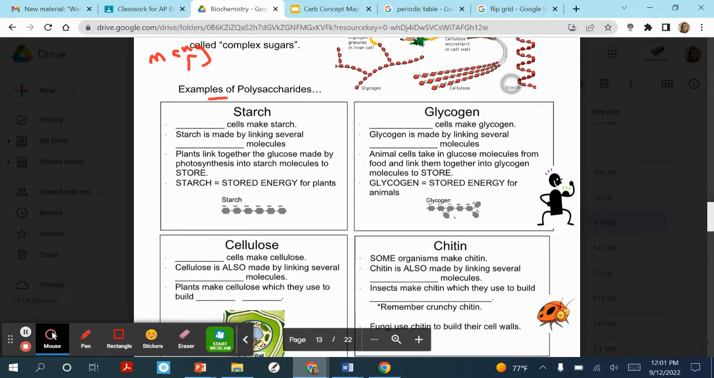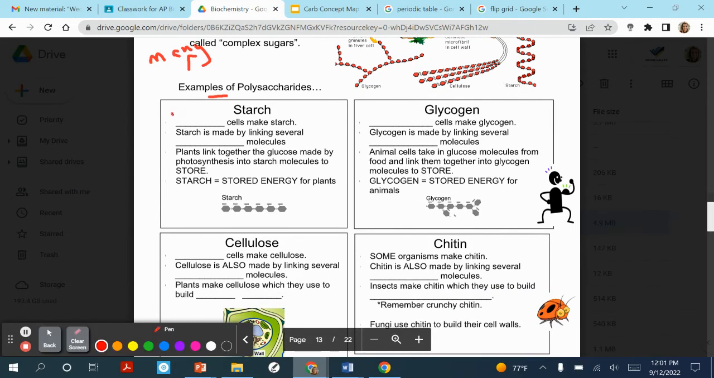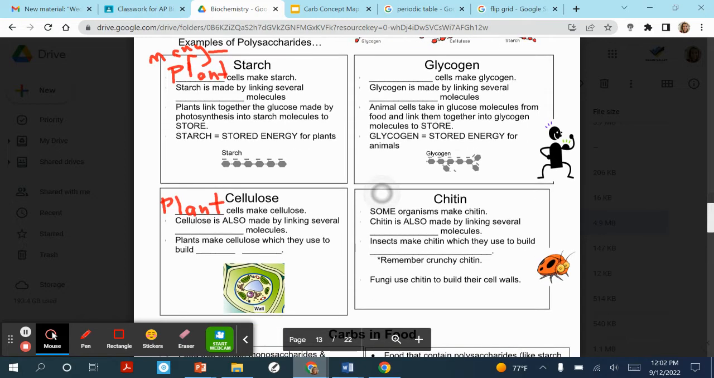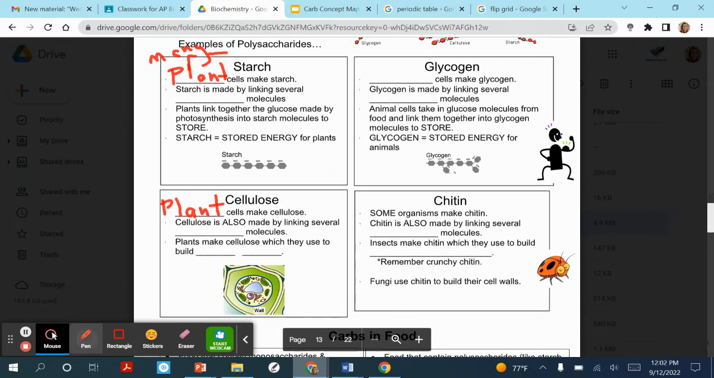So two of our polysaccharides have to do with plants. So let's indicate plant cells are going to utilize starch, and plant cells also can make and utilize cellulose. All right, so to talk about those, remember that plants are doing photosynthesis and that makes glucose. So they have a lot of this monosaccharide. And they can then use that glucose in different ways.